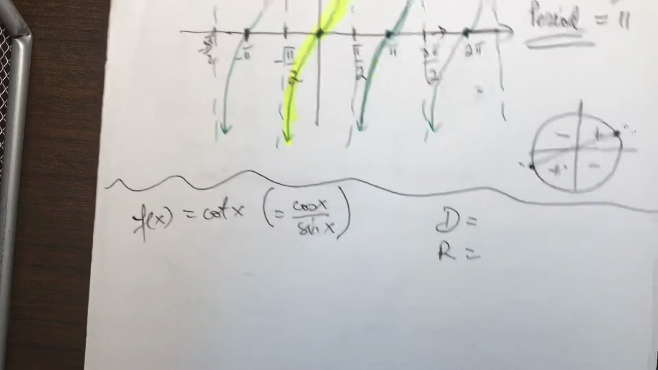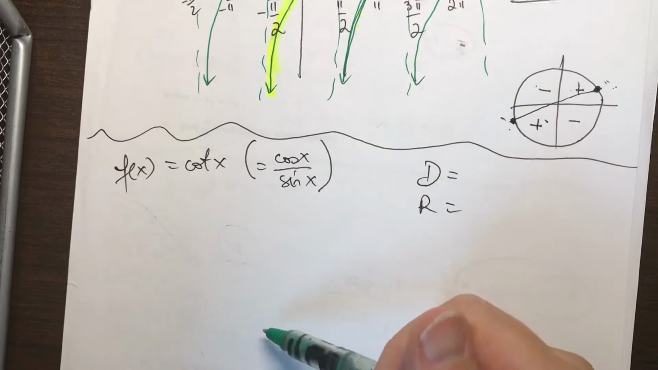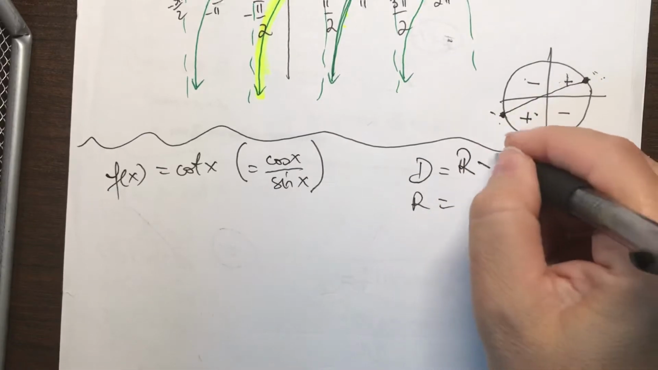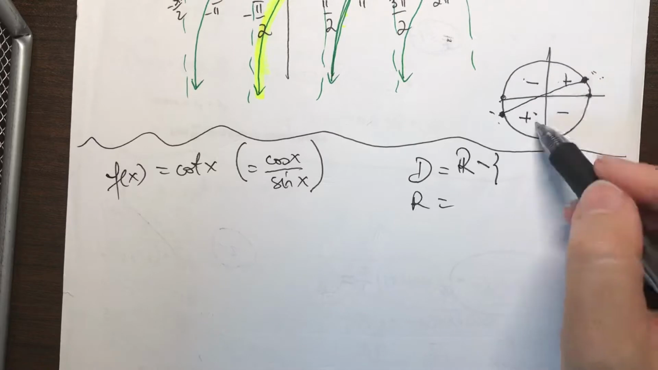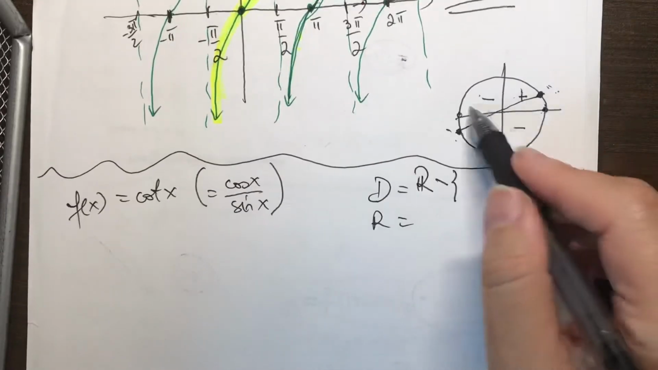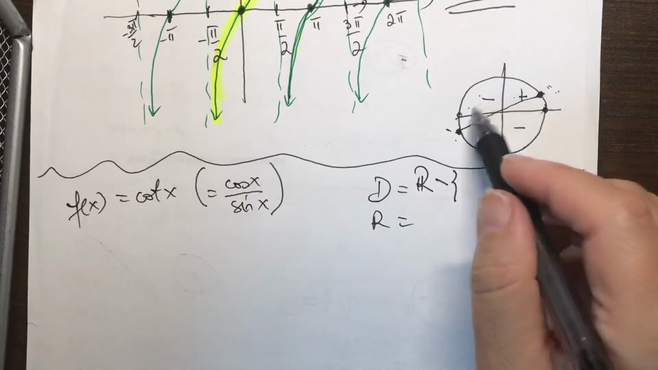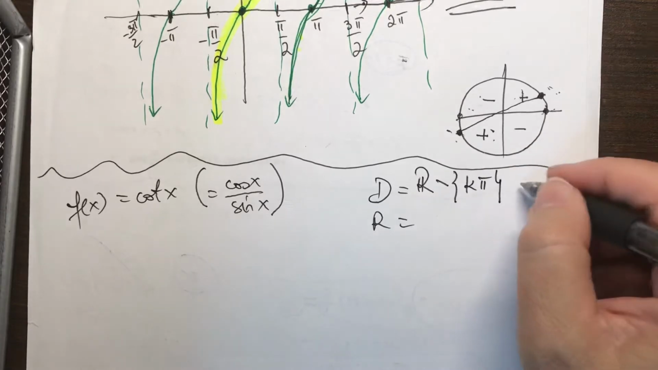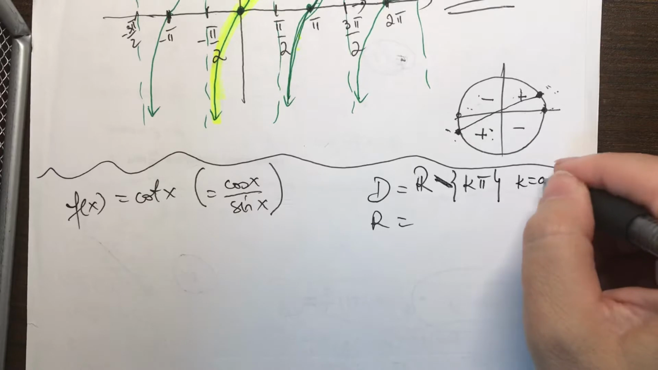All right, we'll have an easier time with cotangent. Cotangent is cosine over sine, so the domain of it is going to exclude any values where the sine is equal to 0. When is sine equal to 0? Where y is 0 on the x-axis. So I'm going to have a unit circle right here. The sine is 0 at 0, pi, 2 pi, 3 pi, 4 pi. So any multiple of pi has to be excluded out of all real numbers, where k is any integer.